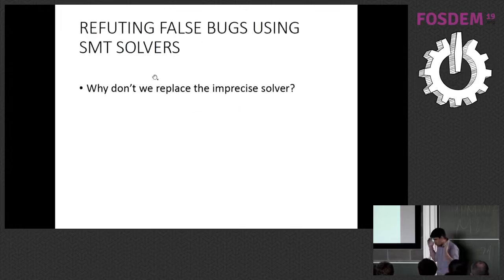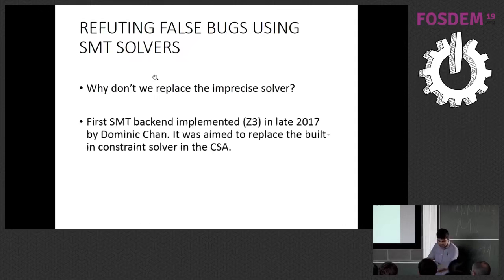Okay, so we have an imprecise analysis in the Clang static analyzer. So why don't we replace it with a precise solver, right? That was something that was done in 2017 by Dominic Chang. He used something called SMT solvers. The one he implemented was Z3 from Microsoft. It's an open source SMT solver, and it's full precision. You encode every constraint using this theory of SMT, and you analyze your project.